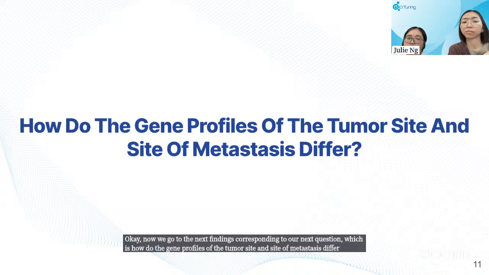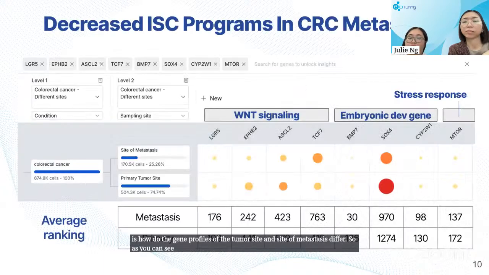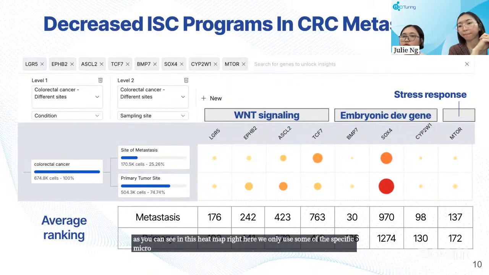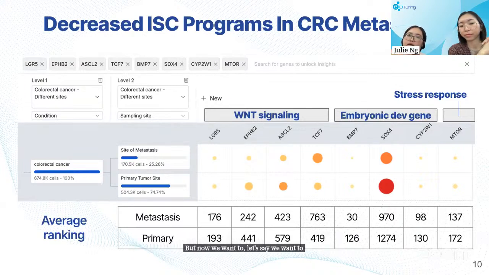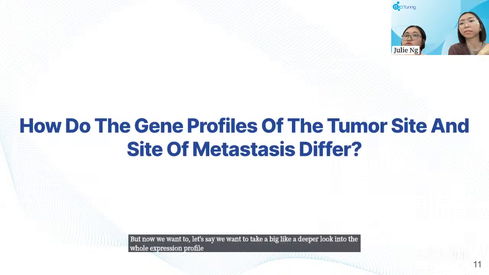So as you can see in this heat map right here, we only used some of the specific marker genes provided by the authors of the paper. But now we want to take a deeper look into the whole expression profile of the two sites, and we hope that we can find something else besides the ISC related programs.